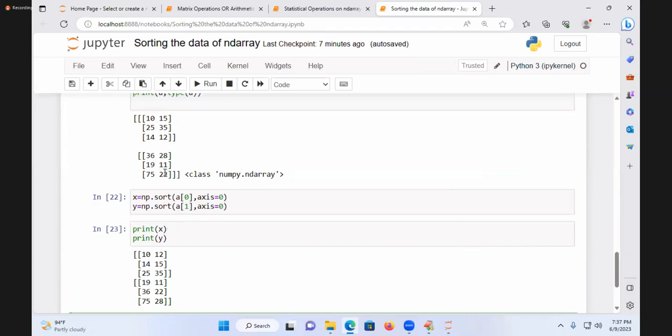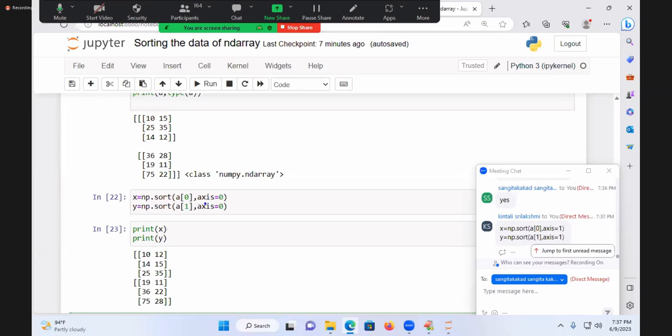Okay, 1 minute. Axis is equal to 0 means what? 10, 14, 25. Yes. 12, 15, 35. Okay. Second one also. 19, 36, 75. Okay. Good. Done. That is done.